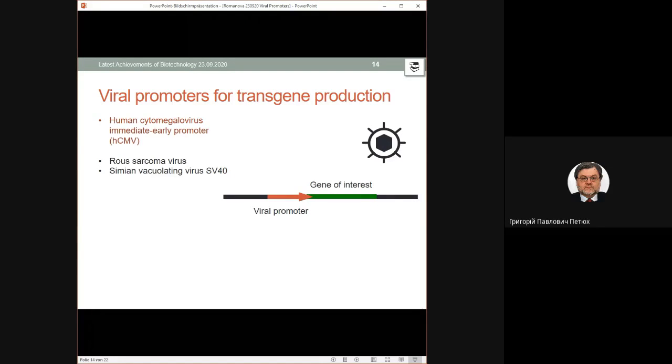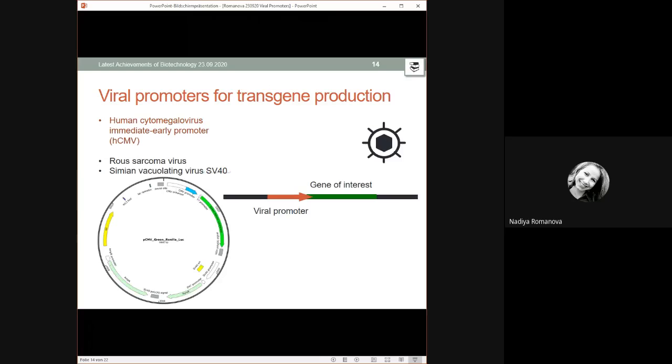Thank you very much. So the CMV has an incredible possibility to transduce the cells and drive the highest possible level of transcription. Okay, how do you do that? Well, you usually transduce the cells with plasmids. This is the plasmid I've used in this work, which I'm going to present to you.